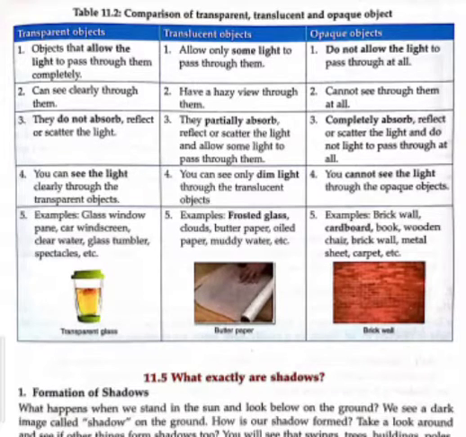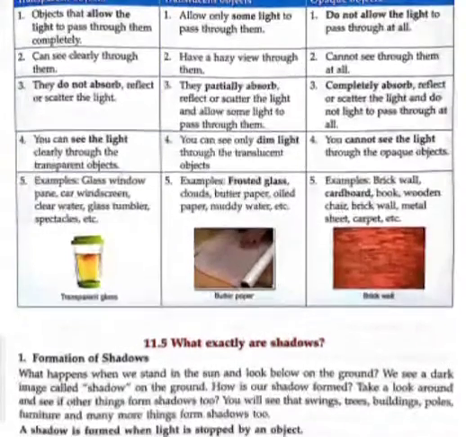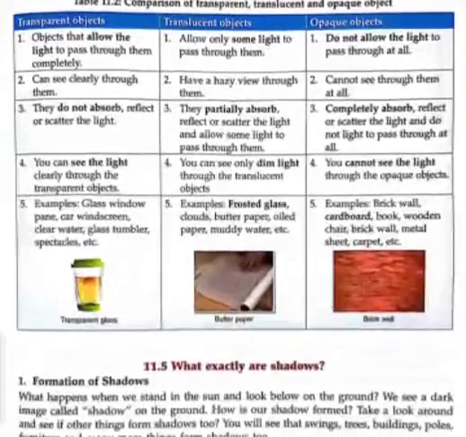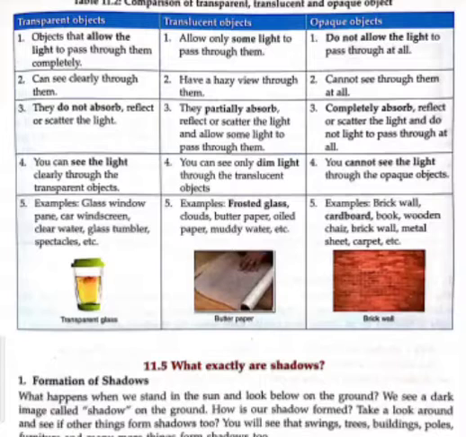The second point: we can see clearly through a transparent object. We can see through a translucent object but not clearly, which means some light can pass through it and some is stopped. And through an opaque object, we cannot see anything. The third point: transparent objects do not absorb, reflect or scatter the light.